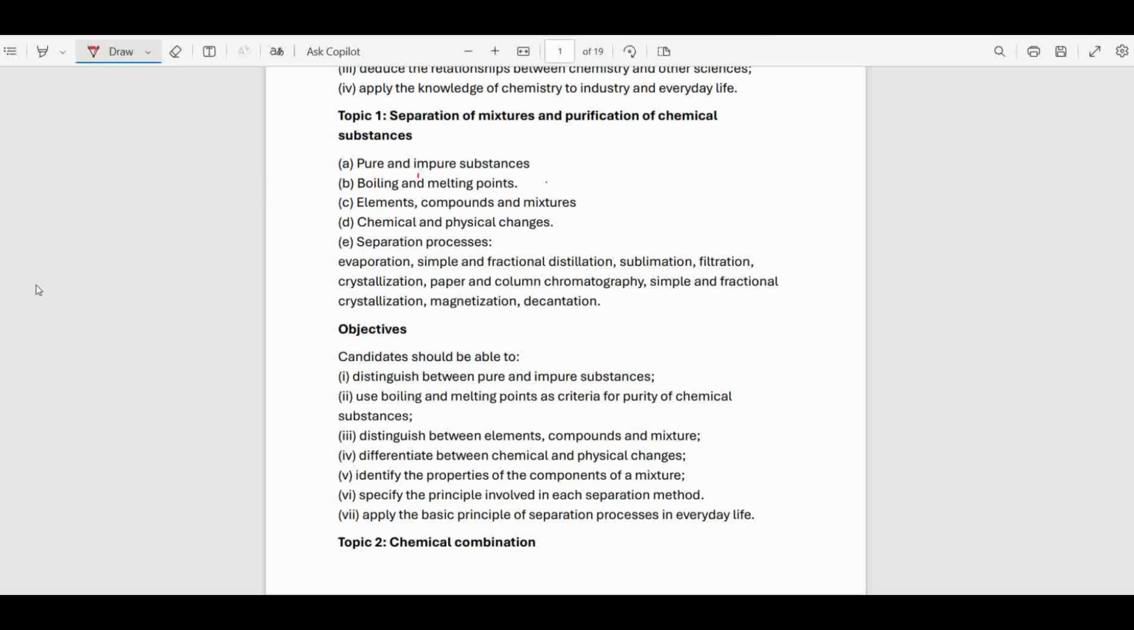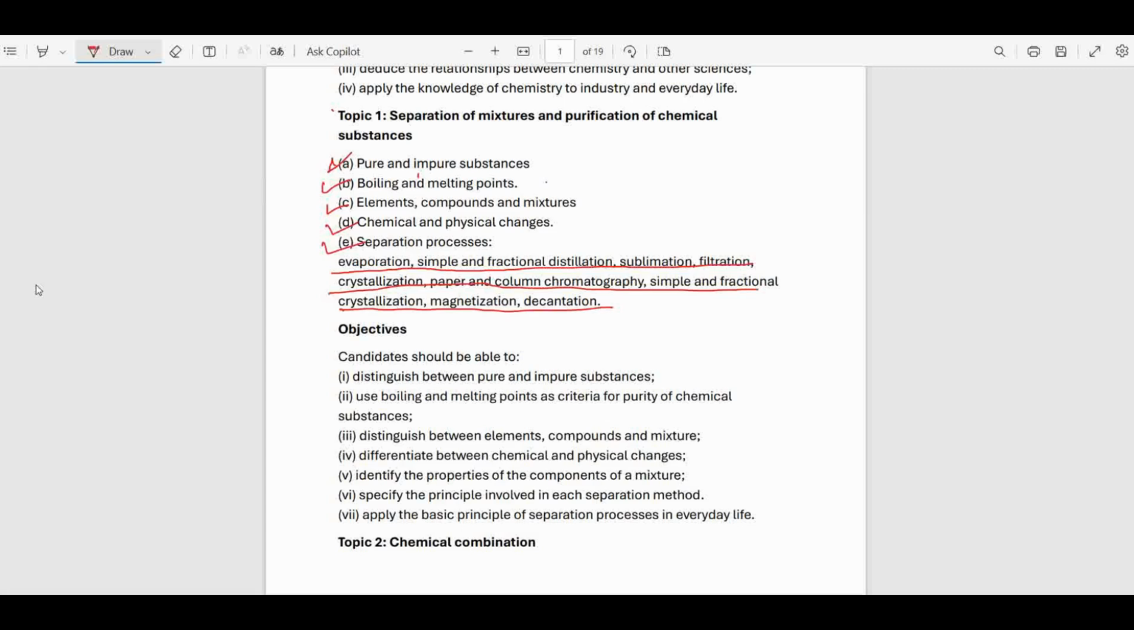So if you look at the JAMB syllabus, the very first topic here is separation of mixtures and purification of chemical substances. You're expected to know what pure and impure substances are, also boiling and melting point, and also elements, compound and mixtures, also chemical and physical changes, and separation processes. And you have these different types of separation processes that we're going to be looking at.